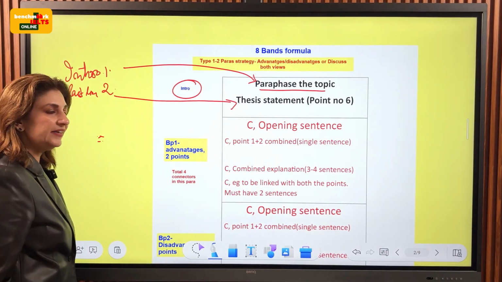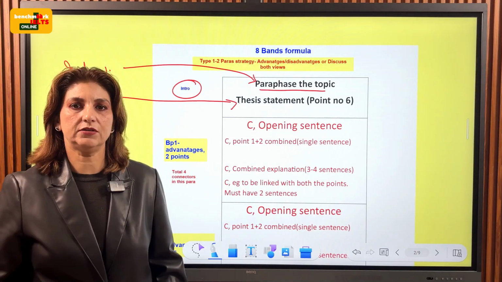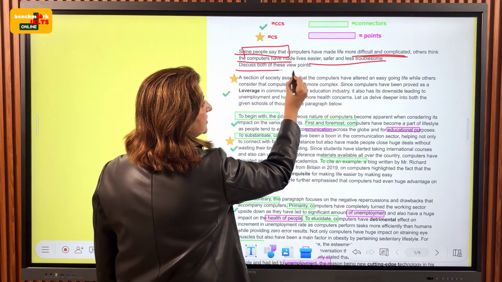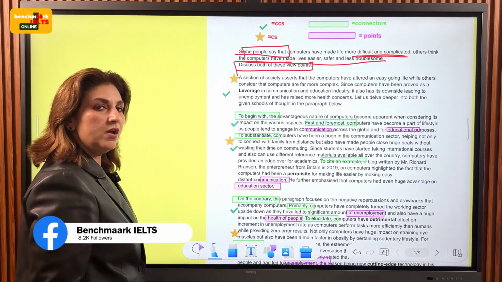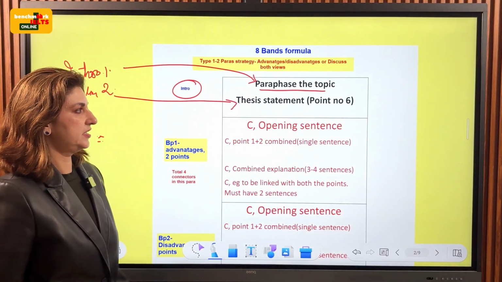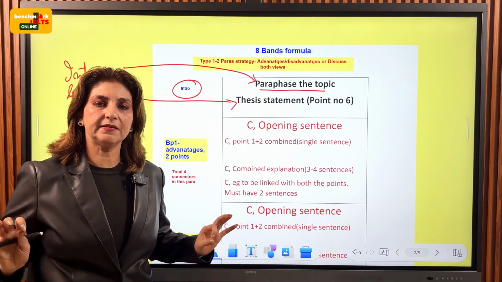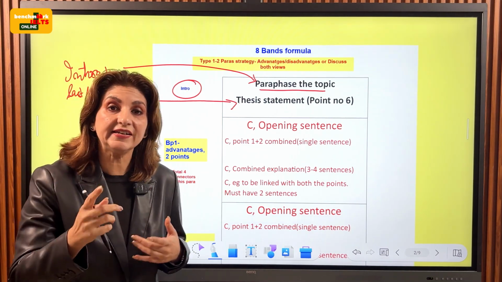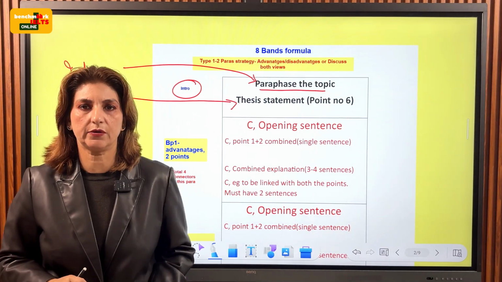The last line of the first para is called giving the thesis statement. Giving the thesis statement basically means to answer the question which is given. Now what was the question given here? Discuss both these viewpoints. So now you have to answer this part in the last line of your first para. It can be as simple as, now let us discuss the advantages and disadvantages of computers in the subsequent paragraphs.